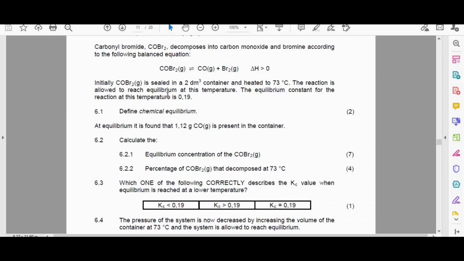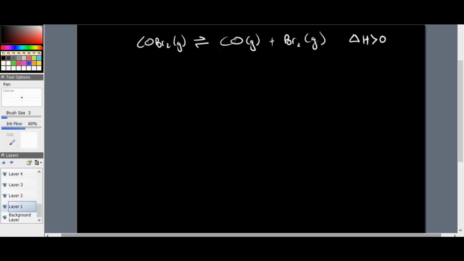Anyway, they tell us at equilibrium it's found that 1.12 grams of carbon monoxide is present in the container. Calculate the equilibrium constant of COBr2. Keep in mind that this equation is balanced, of course. It is balanced. So we construct our table.